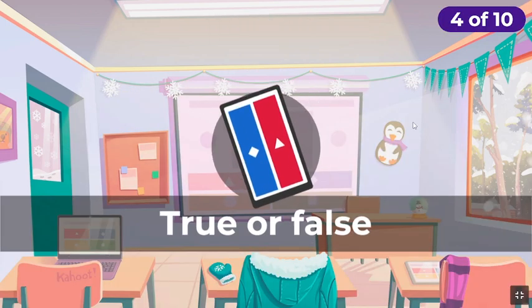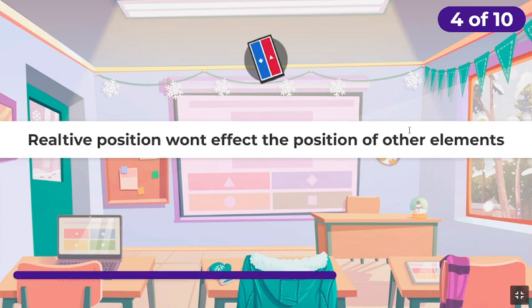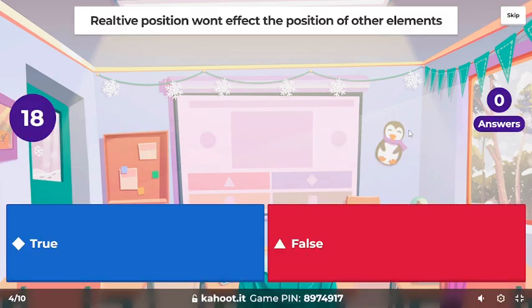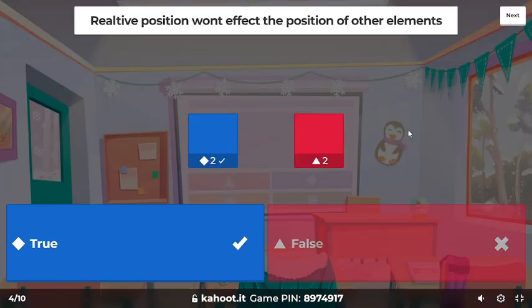So I'm putting the next question. Relative position won't affect the position of other elements. Understand carefully. It won't affect the position of other elements. I think one person has lost the internet. Guys, what happened? Which one is correct? True. Okay, who says false? Why? Just tell your answer, why you gave false, and what you understood.